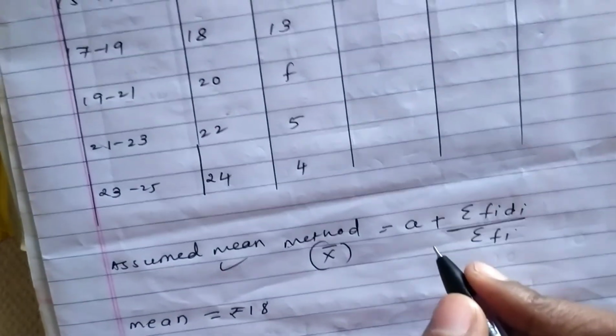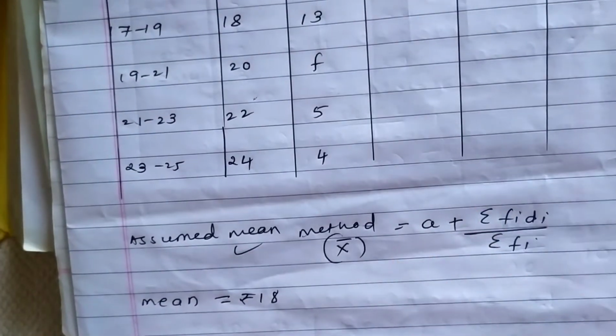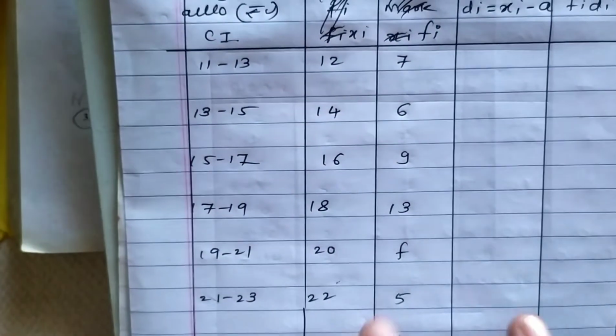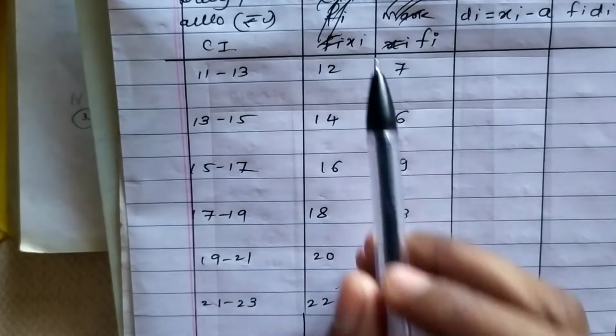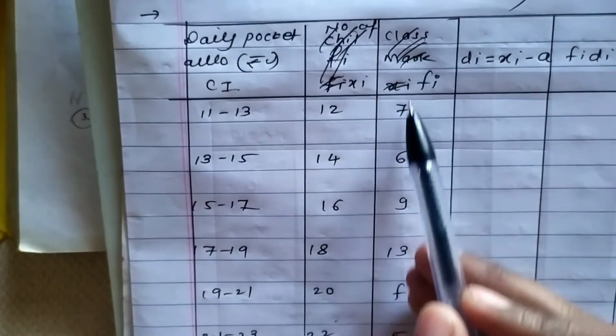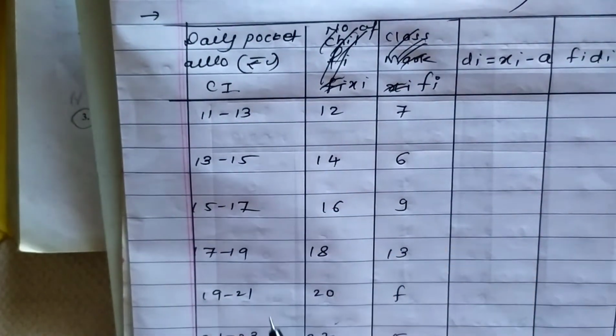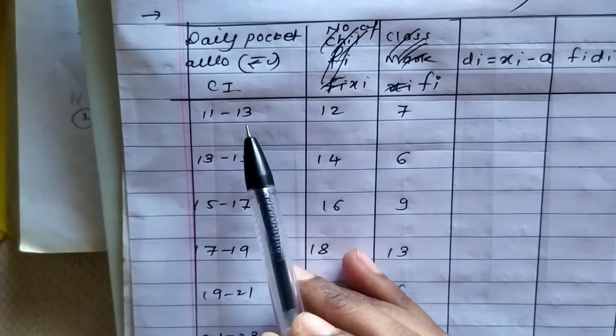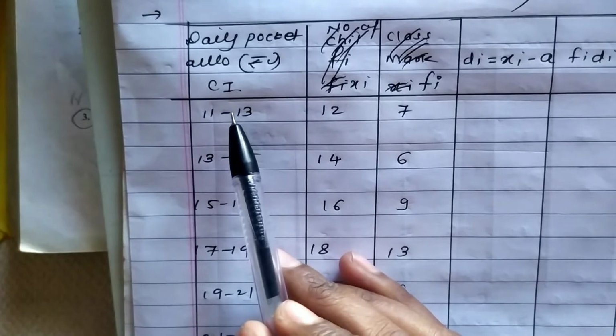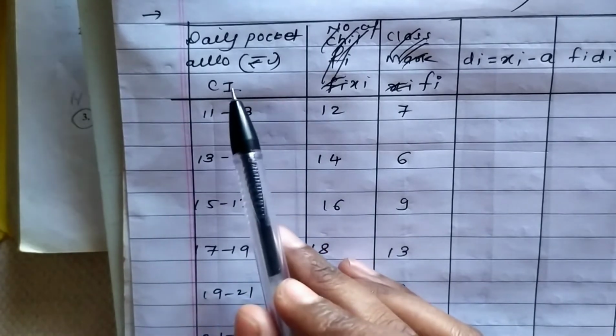A we can find out, as it is the class mark of the modal class. In my previous video I showed you how to calculate the class mark. So Xi is the class mark, Fi is the number of students, and this is the pocket money. So 11 plus 13 divided by 2 will give you the class mark, which means the midpoint of the class.